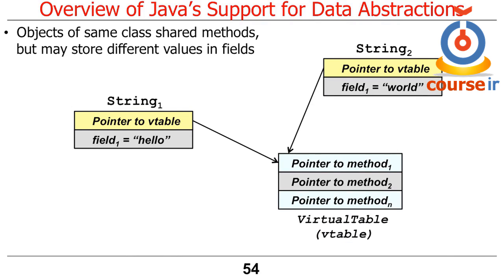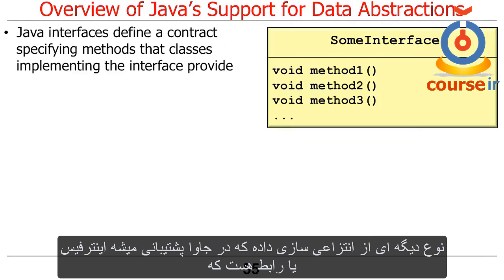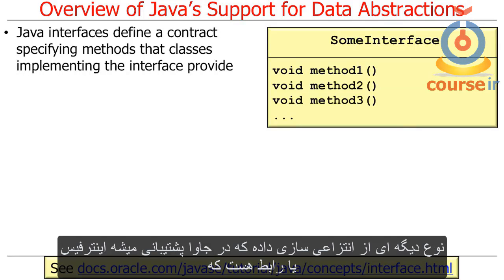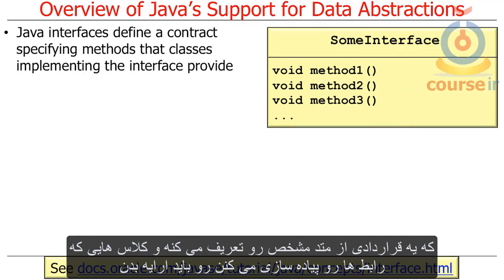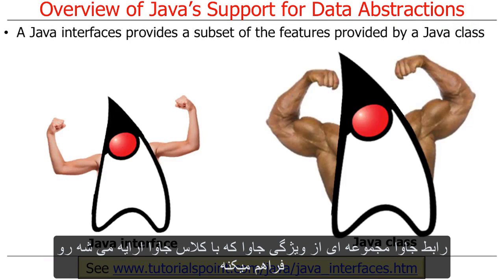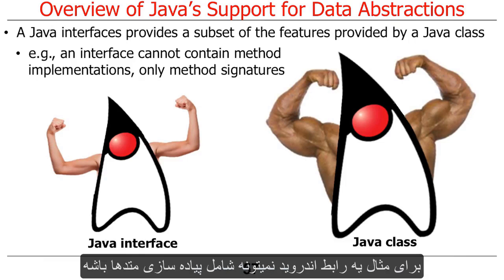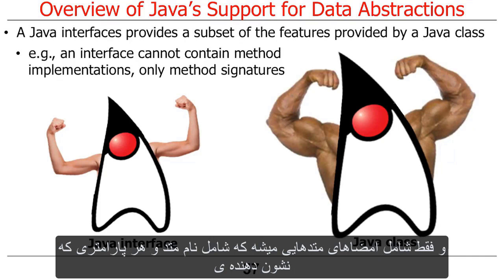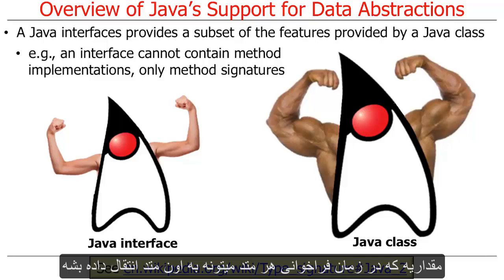Another form of data abstraction supported by Java is the interface, which defines a contract specifying methods that classes implementing the interface must provide. A Java interface provides a subset of the features provided by a Java class. For example, an interface in Android cannot contain method implementations, only method signatures, which include the method name and any parameters that indicate what values can be passed to a method when it's invoked at runtime.